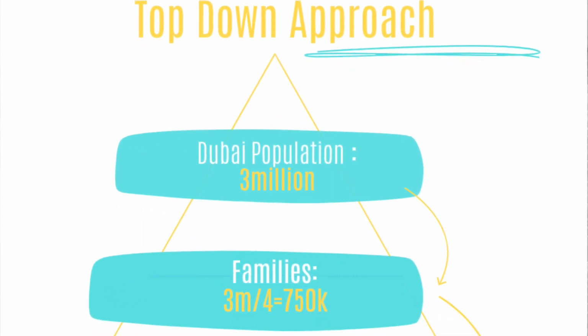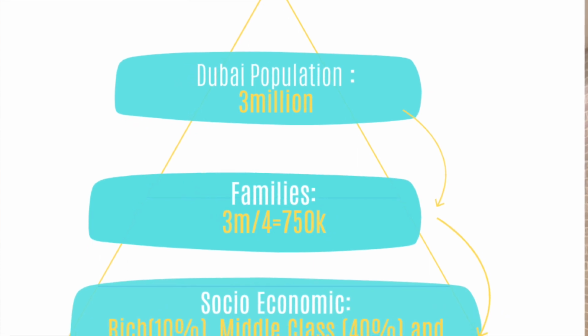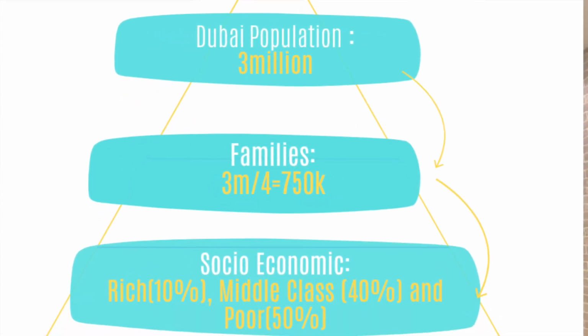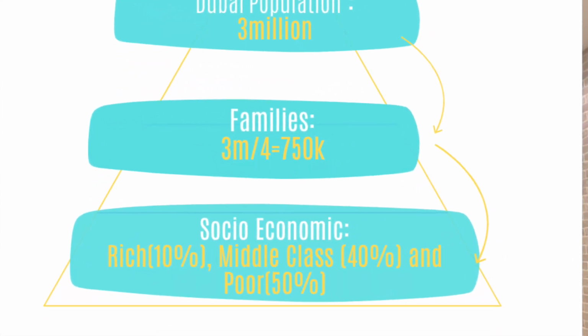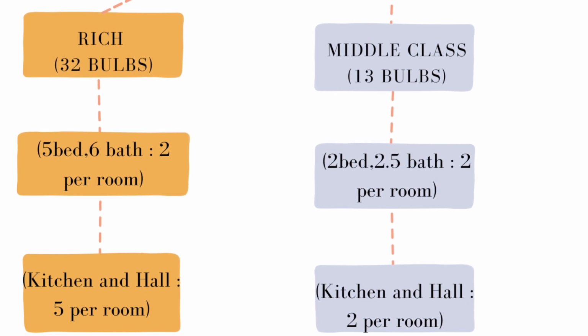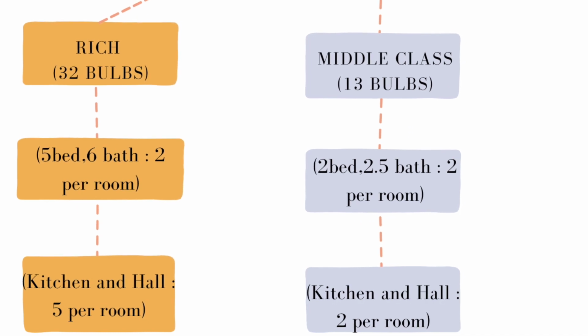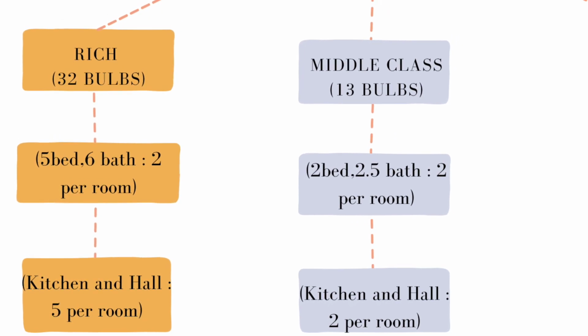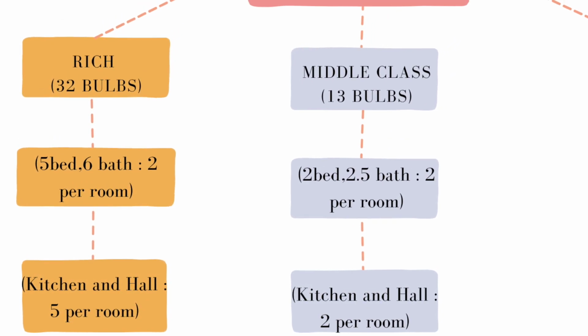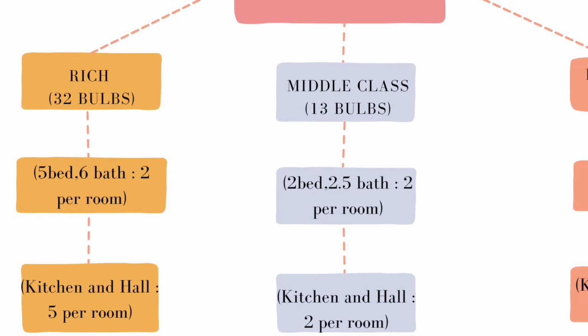Dubai has a population of 3 million. Let's divide it by 4 to get the number of households. Out of these households, 10% are rich, 40% are middle class, and 50% are poor. Now let's try to estimate the number of bulbs for each. Ultra rich would live in bungalows. Let's assume 5 bedrooms per house and 6 bathrooms. Assuming 2 bulbs per bedroom and 2 per bathroom, that gives us a total of 22. Plus, including the kitchen and the dining space, let's assume 10 more bulbs. This gives a total of 32 bulbs per household.